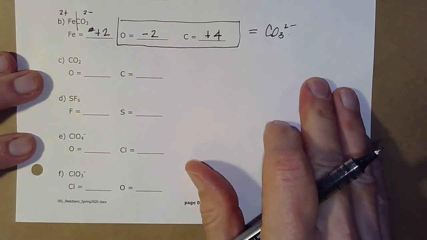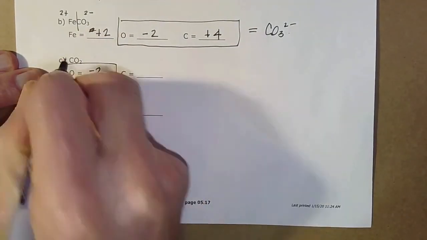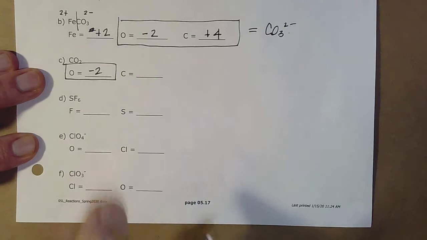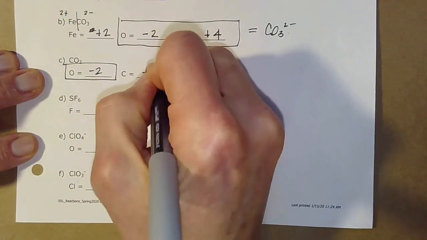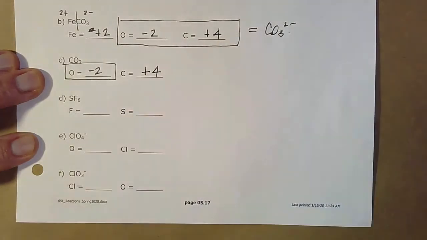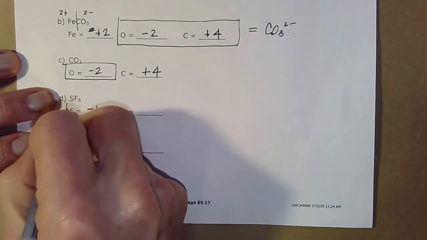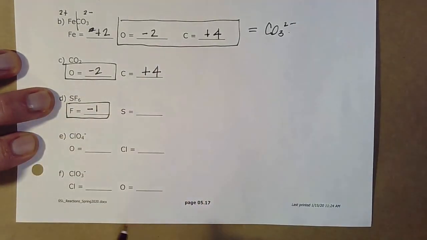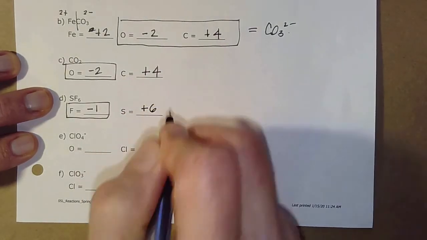CO2 is easy. More electronegative gets to be minus 2. To make that work, carbon must be plus 4 to give me a total of 0. Sulfur hexafluoride, fluorine gets to be minus 1. Sulfur then must be what to make it 0? Plus 6.